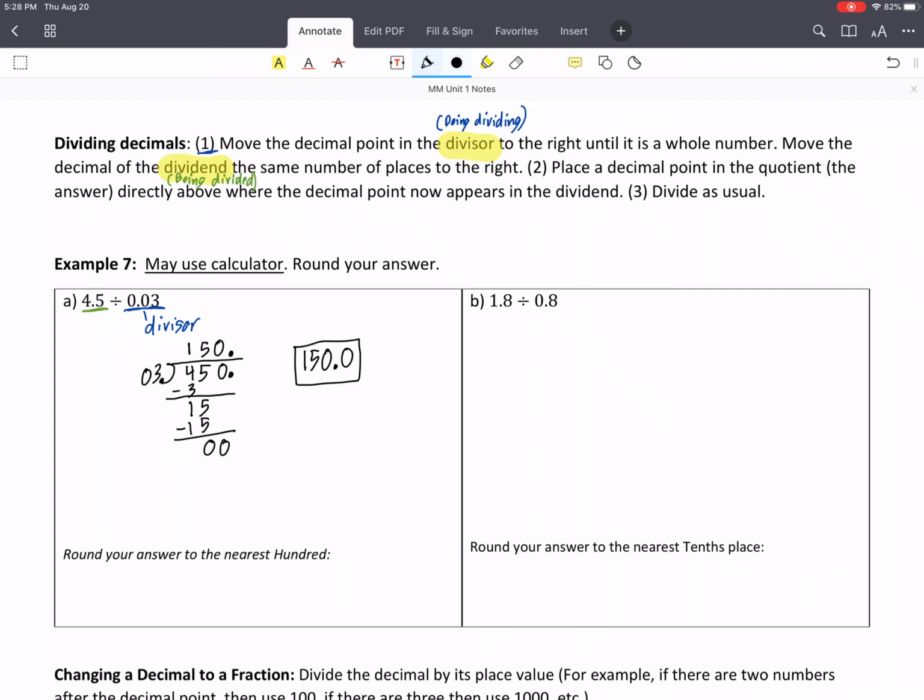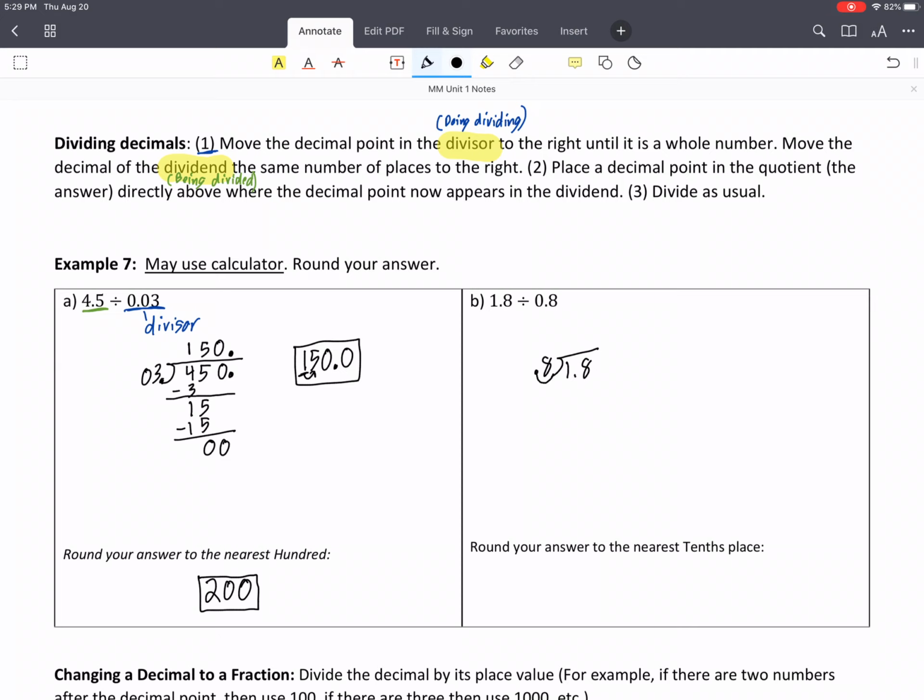And so if we round our answer to the nearest hundredth, that's the hundredth. Look over. It's a 5, so we round up. I'll do this other example with you because I know this gets a little tricky. So let's set this up. We have 1.8 divided by 0.8.